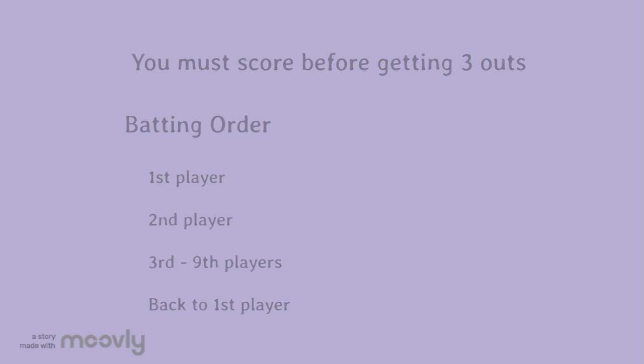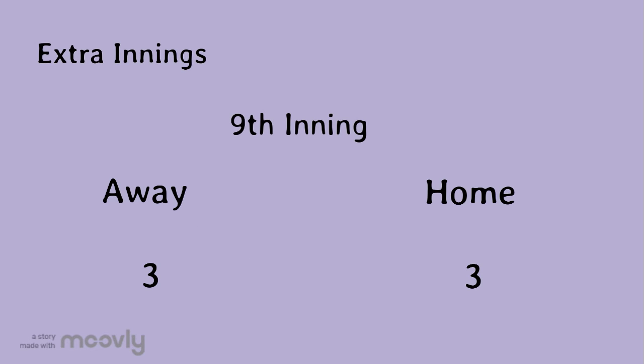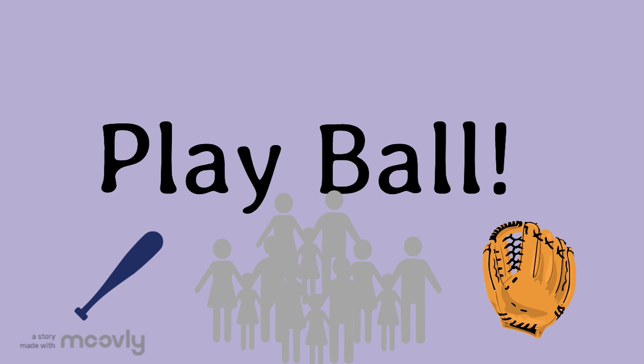Now, if you've played 9 innings and the score is tied, you go to the 10th inning and play the rest of the game inning by inning. If either team is leading after any of the innings, the game is over. So now you know the basics of baseball, and it's time to get your bat, your glove, and your 17 closest friends and play some ball.